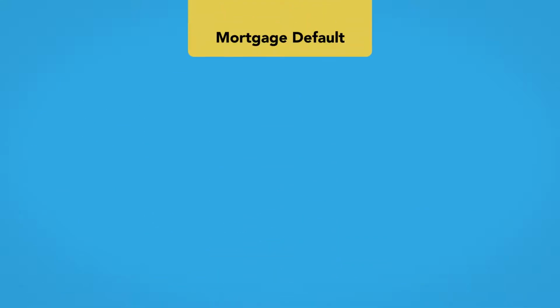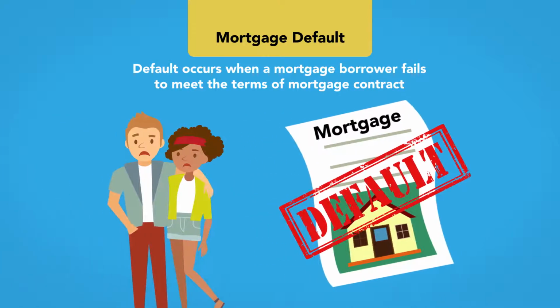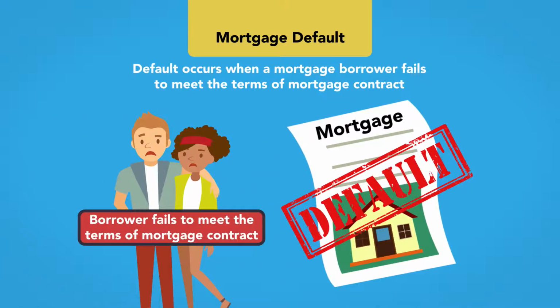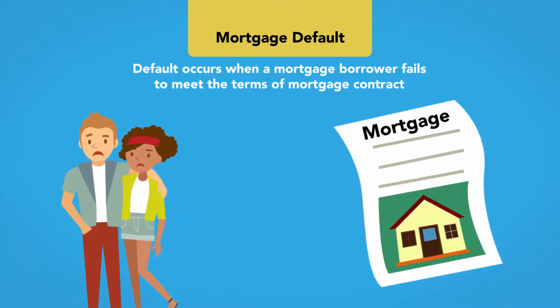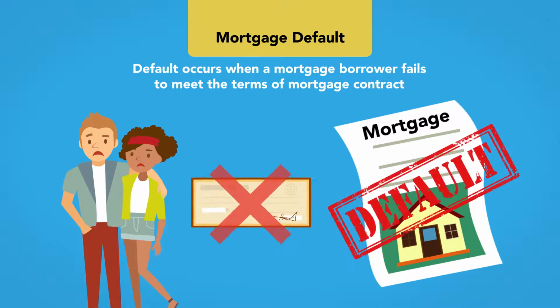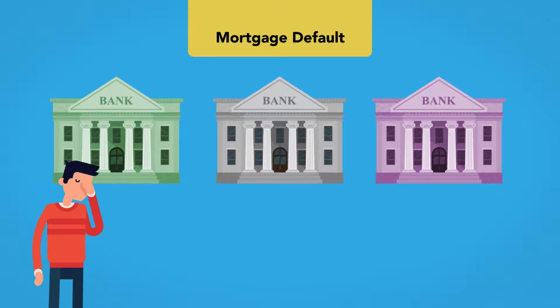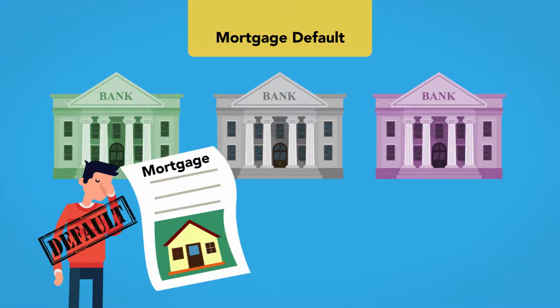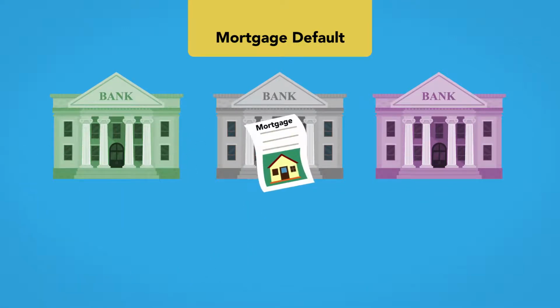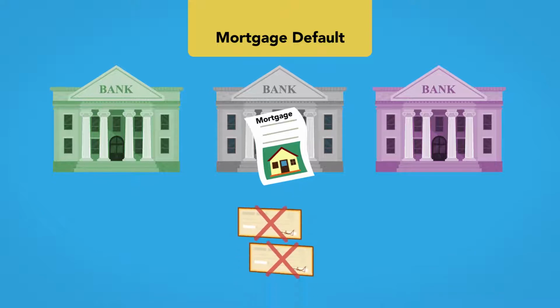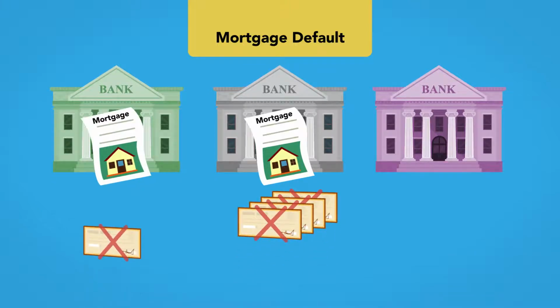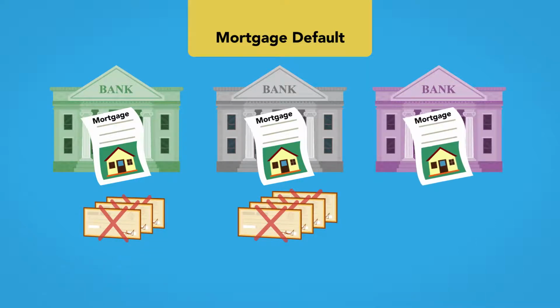Mortgage default. Default occurs when a mortgage borrower fails to meet the terms of the mortgage contract. Default is usually triggered by a failure to make monthly payments. Different lenders define default differently, however, so whether a borrower is in default depends on the terms of the mortgage. For example, some contracts only place a mortgage borrower into default for repeated failure to make payments. Some agreements allow borrowers to miss up to 3 payments before they're in default. Other agreements trigger default if the borrower fails to make even a single payment.